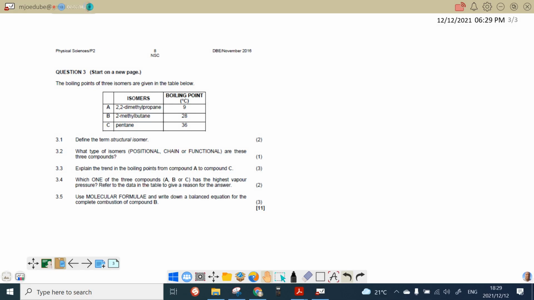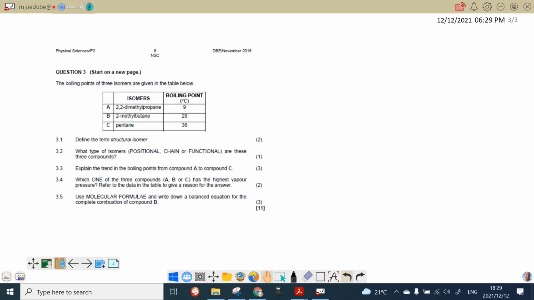In this video today, what we're going to be looking at is answering questions on the physical properties of organic compounds, and in this particular case as they relate to isomers. This is from a past exam question from the year 2016 of the matric paper. So the question reads, the boiling points of three isomers are given in the table below.